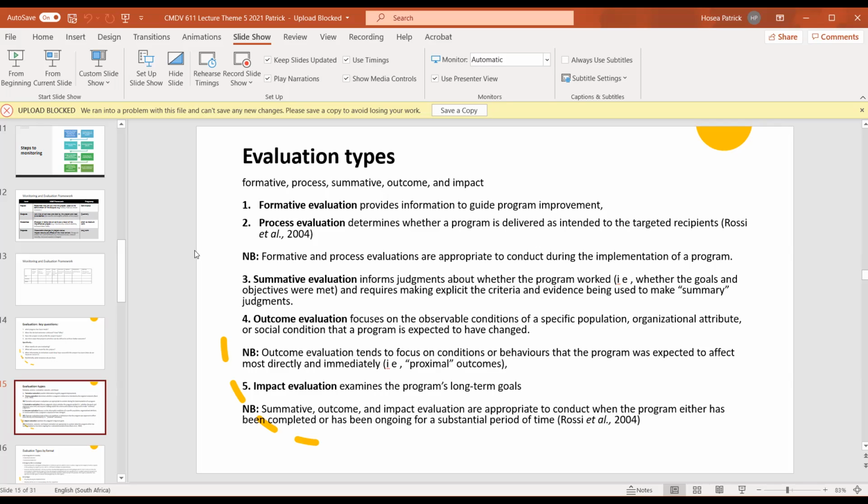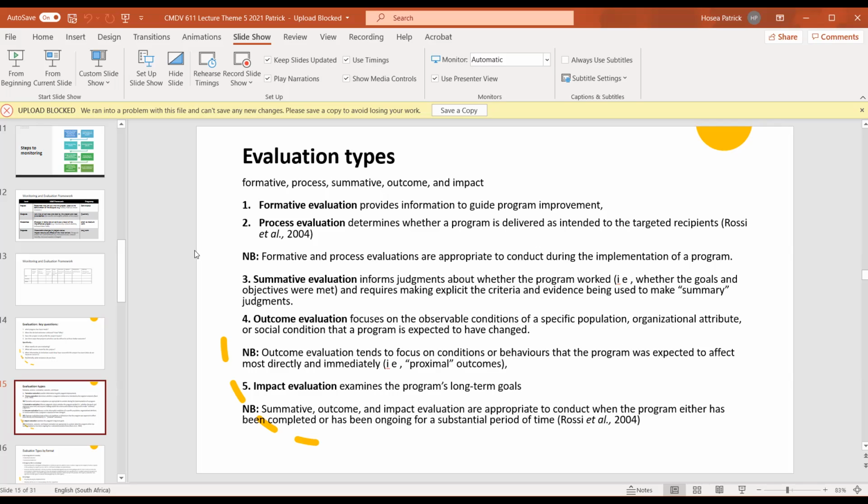What's the output from the project? Has it led to a particular change that we anticipated, the anticipated change that we wanted? So we focus on what? Observable condition of the target audience of our project, right? To see if there has been a change as implied in that project. So that's what we look at in outcome evaluation.